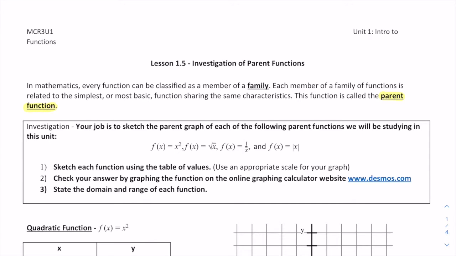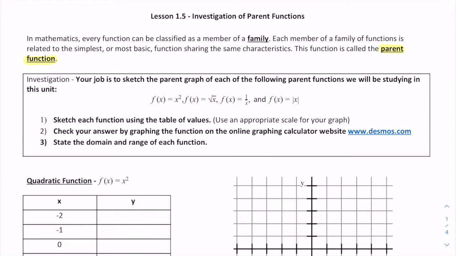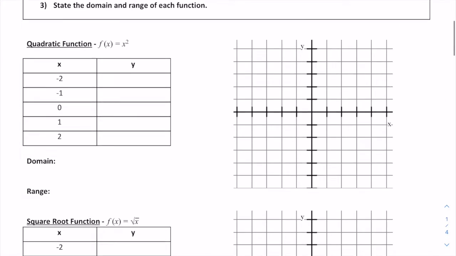What we're going to do is sketch the parent function of each of the following that we'll be studying in class. We have 4 parent functions that it is very important for you to know. The first thing we're going to be doing is filling out a table of values. Then we'll graph it and check our answer using Desmos, and then we'll state the domain and range of each of our functions. So let's start with our quadratic.